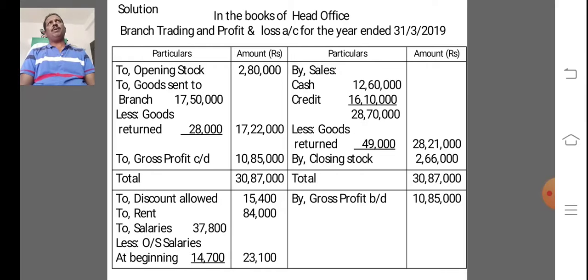By gross profit brought down 10 lakh 85,000. On the debit side, to discount allowed 15,400.